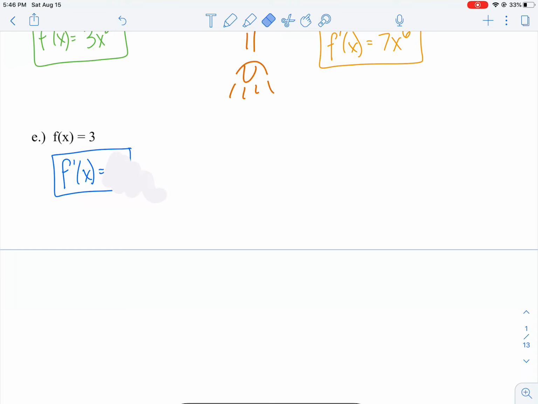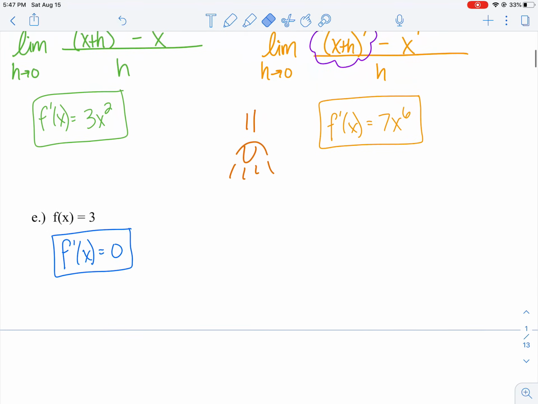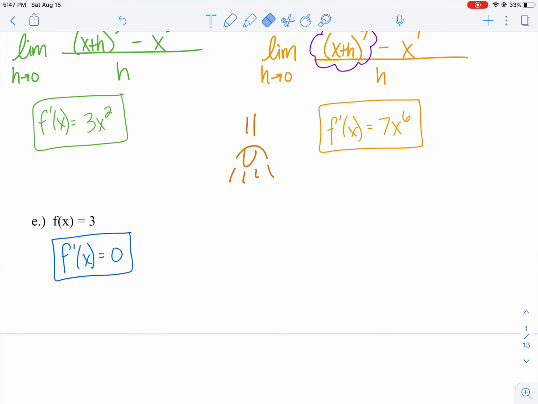There is one other one that I didn't notice, but if I have the function f of x equals 3, well, the derivative of 3 is really 0. So let's go ahead in the next few videos talk about the different rules we have to find derivatives more quickly instead of doing the limit definition.